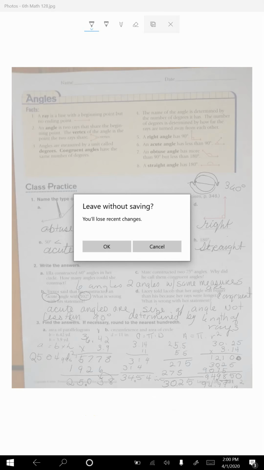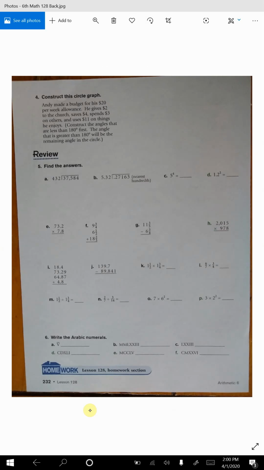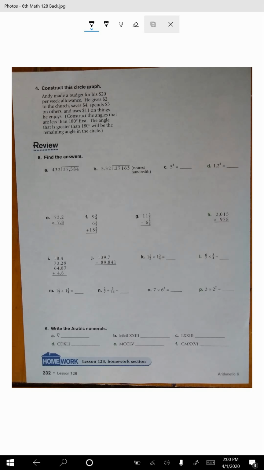All right, I'm going to try to get to the back here. This is it. Let's flip it. There we go. All right. Construct a circle graph. I am not going to be able to draw the circle for you, but I will help you get the percents, and then you can draw the circle. I'll help you get the degrees too. I might have to work and erase. I might work down at the bottom a little bit.